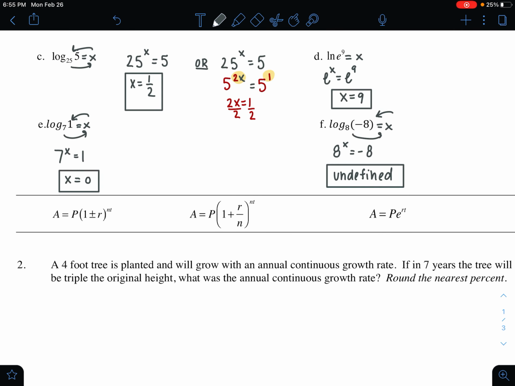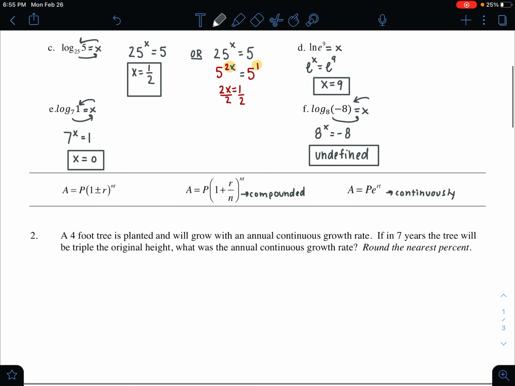All right, so remember our equations. Our first one's our basic one. This one is with compounded. And this equation is with continuously. Don't just memorize the order because remember, order can always change.